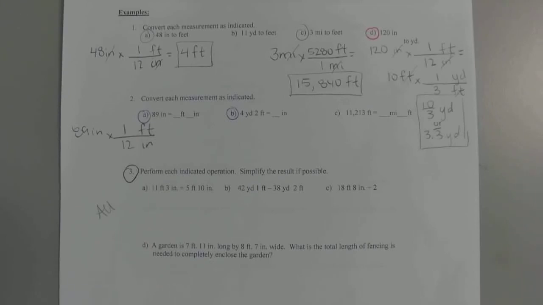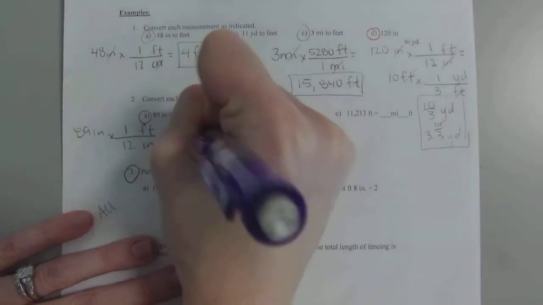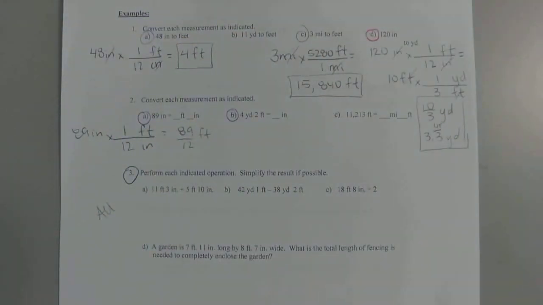Do you get 89 over 12? Sorry, I thought it said 89 over 7. It goes to 7 point something, right? That's where it's coming from. So it does not reduce. So that's what we're going to start with.